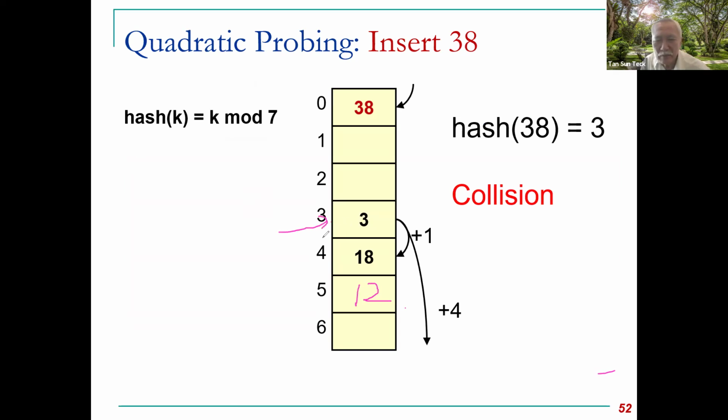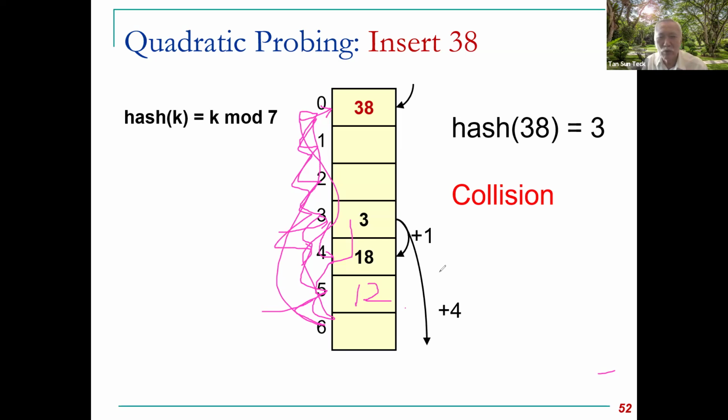Occupied, you add 1. Occupied, you add 4. Come back to here, add 4: 1, 2, 3, 4. You come to here. Occupied, you add 9 from the home address: 1, 2, 3, 4, 5, 6, 7, 8, 9. Occupied. Then you go back and add 9. The next one is 16, right? So you go here, you add 1, 2, 3, 4, 5, 6, 7, 8, 9, 10, 11, 12, 13, 14, 15. Okay, it's occupied. So you go back to the home address, you add 25.